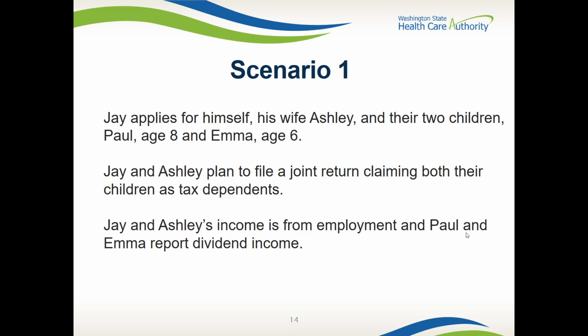Scenario 1. Jay applies for himself, his wife Ashley, and their 2 children, Paul, age 8, and Emma, age 6. Jay and Ashley plan to file a joint return, claiming both their children as tax dependents. Jay and Ashley's income is from employment, and Paul and Emma report dividend income.